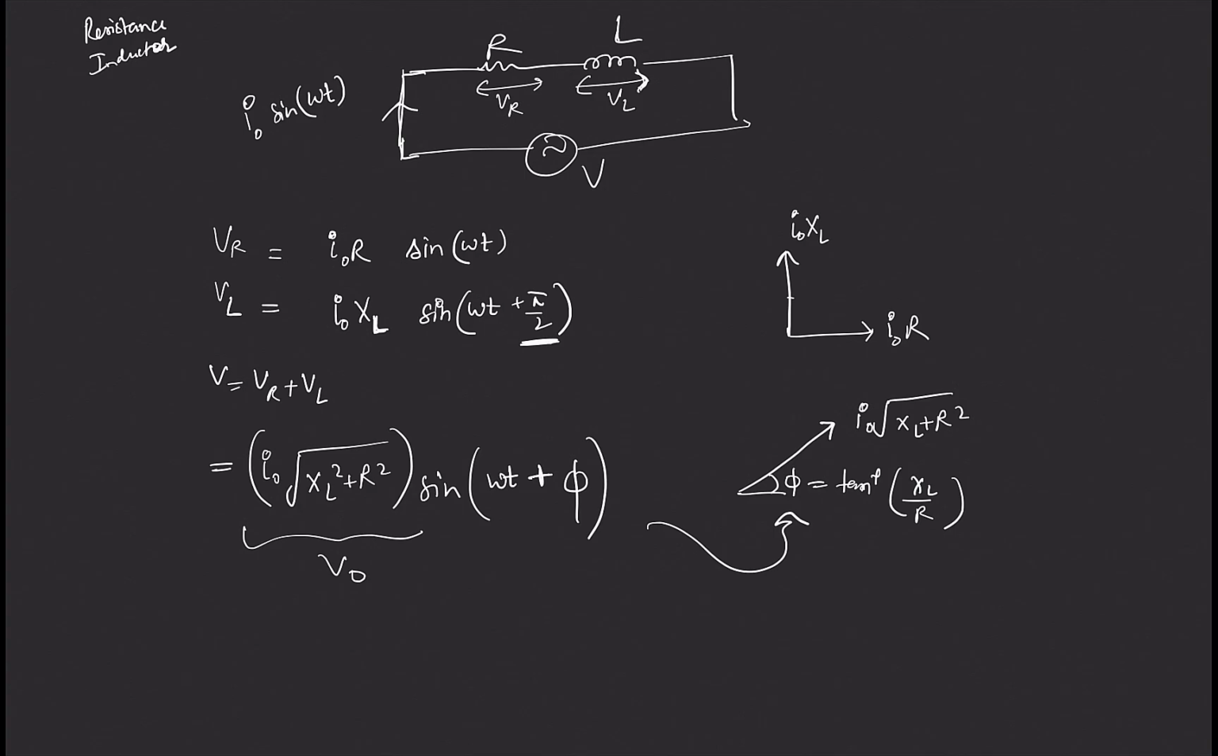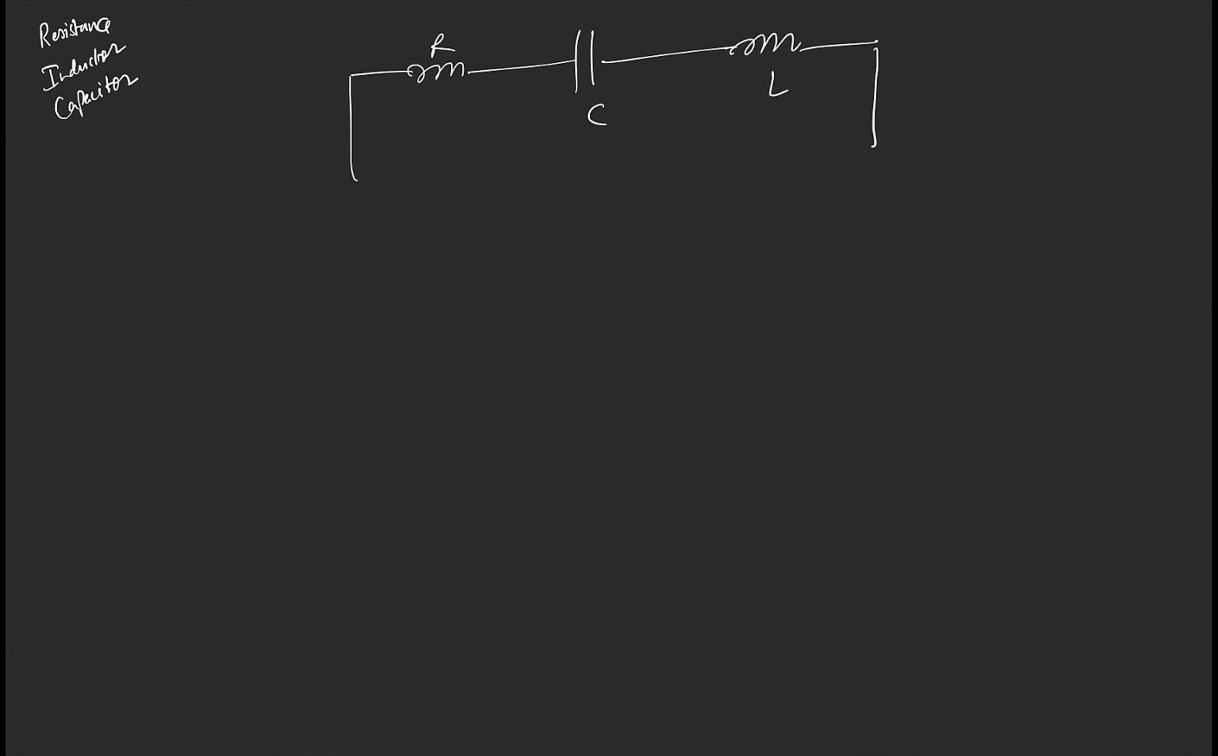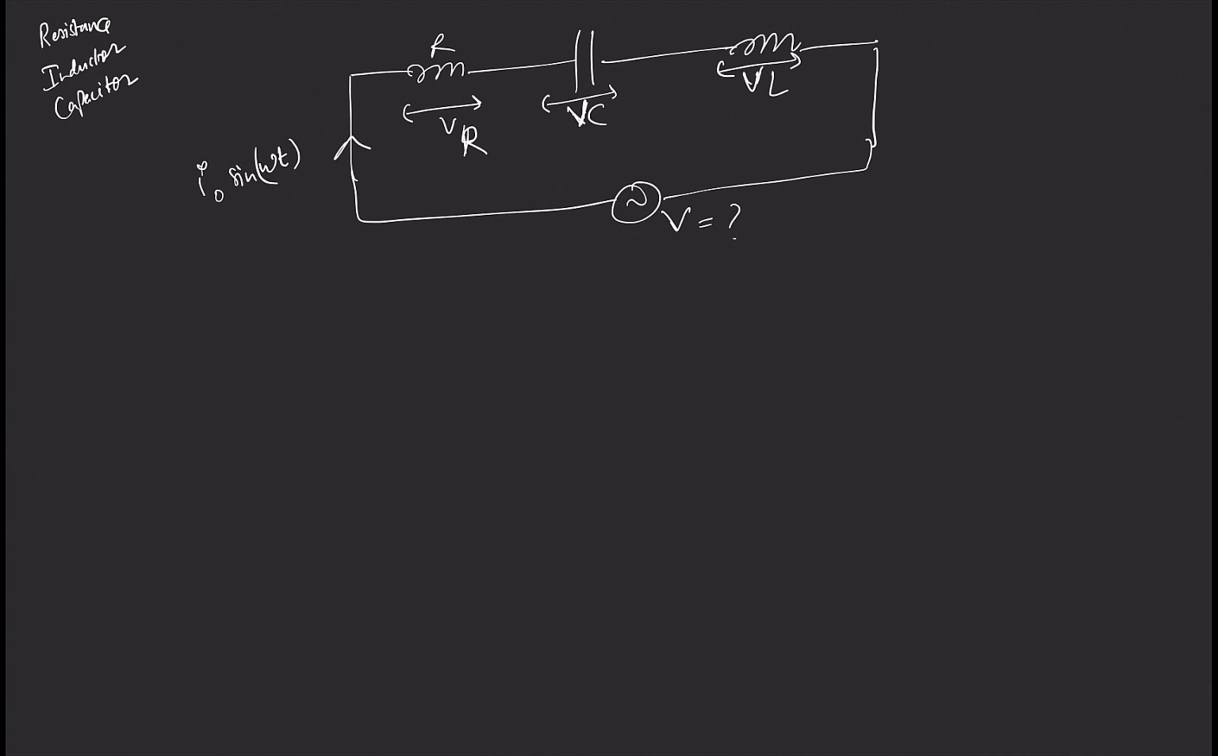So this is resistance and inductor, and now let's see if we have all three: resistance, inductor and capacitor. If you have followed till now, this all three case is also very simple. You have R, you have C, you have L, and you have to find again instantaneous voltage, which you don't know, but you know the instantaneous current, which is I naught sine omega t. So we'll assume instantaneous voltage is VR, VC and VL. So V would be simply VR plus VC plus VL.